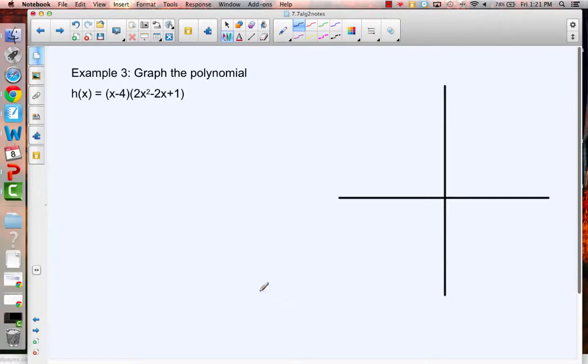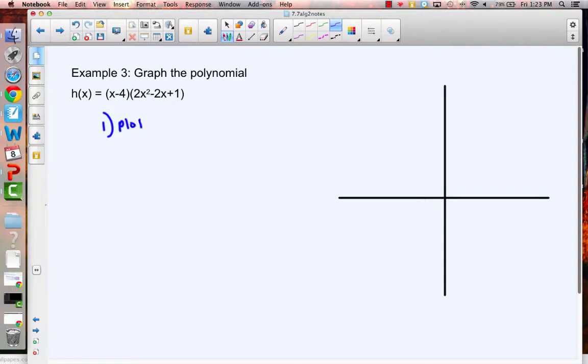This one is not fully factored, but we're going to go ahead and try to factor this one out so that we can plot the zeros all the way. So if you look at this equation, the x minus 4 is already factored. Unfortunately, we can't factor this 2x squared minus 2x plus 1. It's already factored as low as it can go. So we're just going to go ahead and set this to be our first zero.